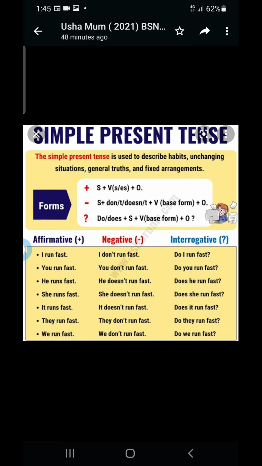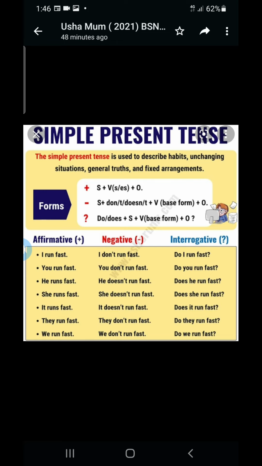Then listen, forms. Okay, forms. In simple present tense also there are 4 types. First one is given here, affirmative. In the bracket, there is a plus symbol. Plus symbol means positive. So affirmative, positive sentences.